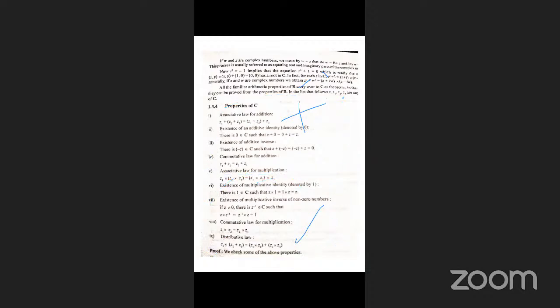Now let's see the next one. Here there are some exercise problems, and we'll see what they are. Find all the possible values of z which satisfy z square equals minus 9, and z square equals minus k square.